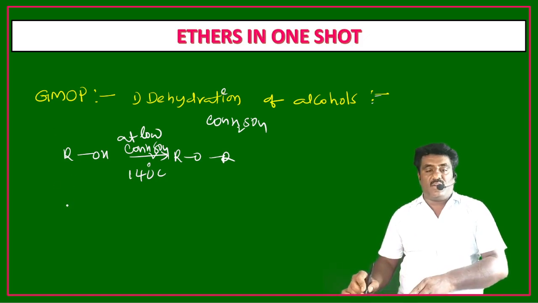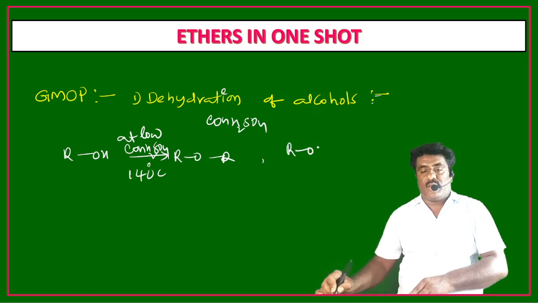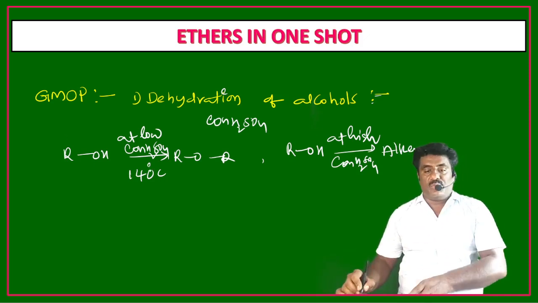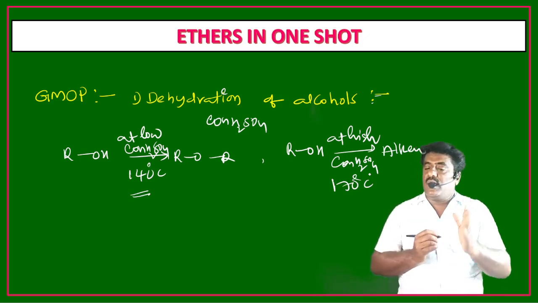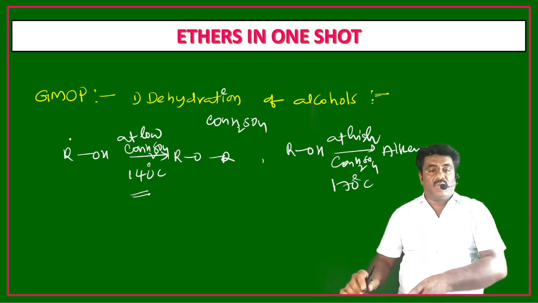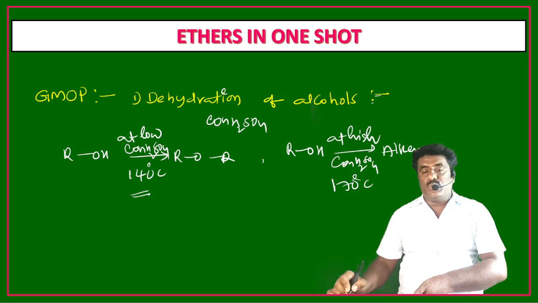See, if alcohols are at high temperature in presence of concentrated H2SO4, it gives alkenes. At low temperature it gives the ethers, at high temperature, meaning 170 degrees Celsius, it gives alkenes. Now, we are going to discuss what is the mechanism that happens in alcohol to ether.